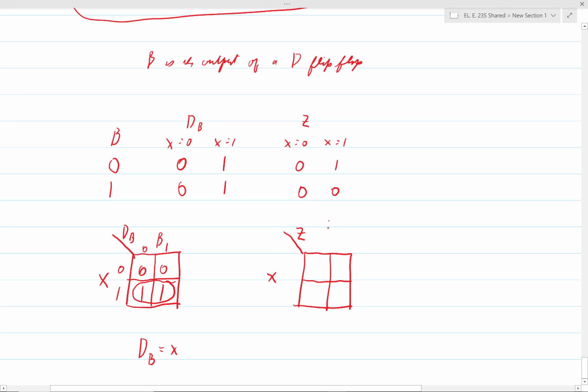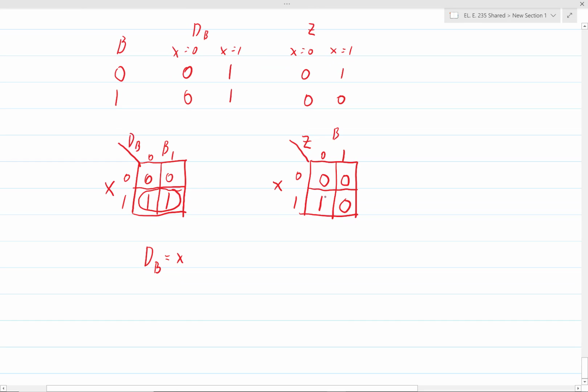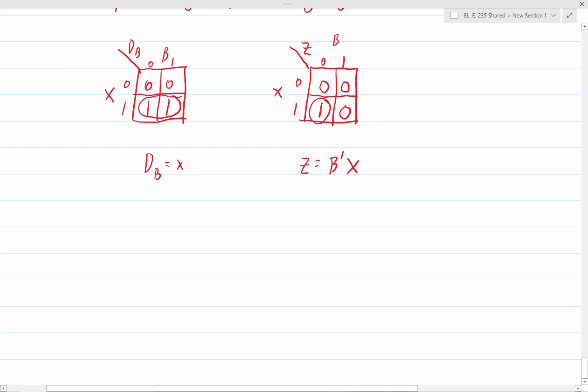On the other hand, if we do the Karnaugh map for Z, again we have X and B, 0, 1, 0, 1. When X is equal to 0, Z is equal to 0, but when X is equal to 1 and B is equal to 0, we have 1, and when X is equal to 1 and B is equal to 1, we have 0. So you can see that Karnaugh map is Z equals B prime X. Now if we make the circuit, here's our D flip-flop. We have DB as the input, and here's the B output and the B prime output. DB is equal to X, and Z is equal to B prime X.